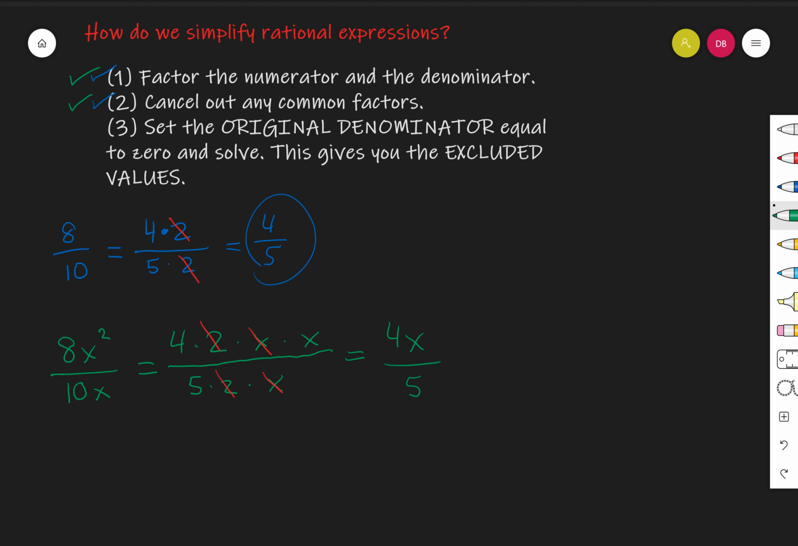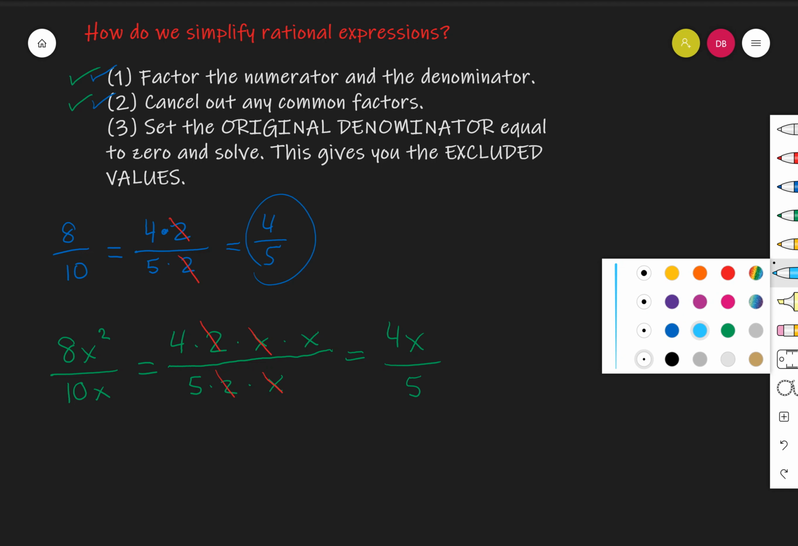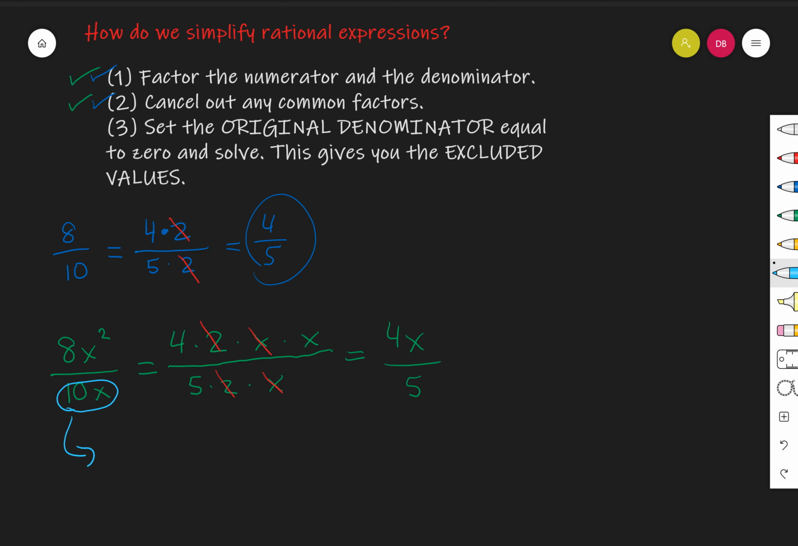So step 3 says set the original denominator equal to 0 and solve. And that will give us the excluded values. So we need to take our original denominator, which is 10x, and we need to set it equal to 0. 10x, set it equal to 0. And then solve. So here, pretty simple to solve. Divide by 10, and x is equal to 0, because 0 divided by 10 is 0.